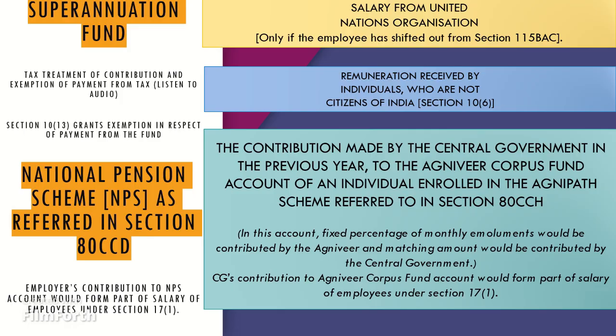However, while computing total income of an individual enrolled in the Agnipath scheme, being the assessee, a deduction under Section 80CCH is allowed to the assessee in respect of his contribution as well as the Central Government's contribution under the Agniveer Corpus Fund referred therein. Deduction under Section 80CCH will be discussed in detail later in the chapter, Deductions from Gross Total Income.